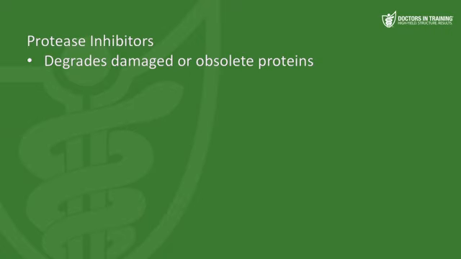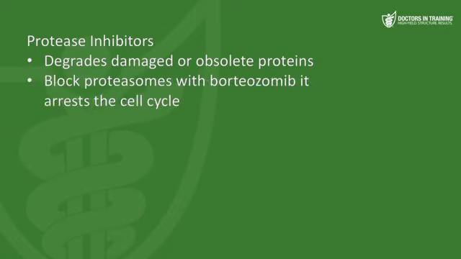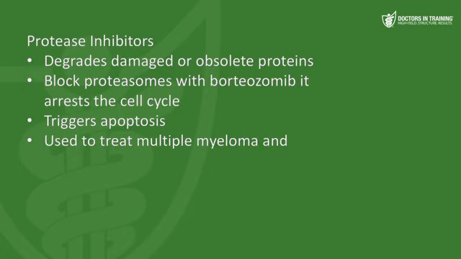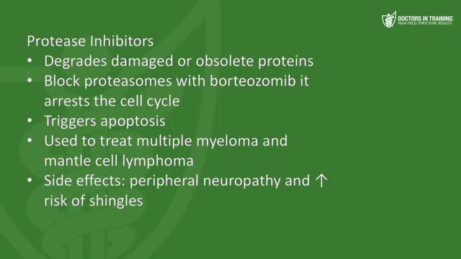And without getting into the nitty-gritty details, when you block proteasomes with bortezomib, it arrests the cell cycle, so the cell can't progress into M phase, and it triggers apoptosis. Now, we use these drugs to treat multiple myeloma primarily, and also to treat mantle cell lymphoma. And the side effects include peripheral neuropathy and also an increased risk of shingles, or herpes zoster.